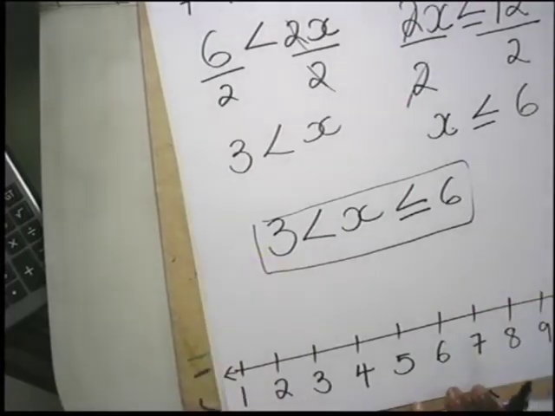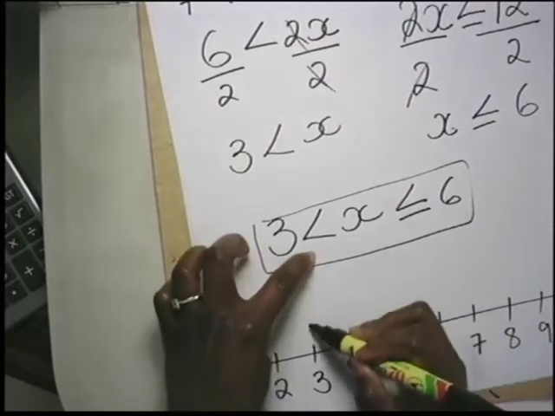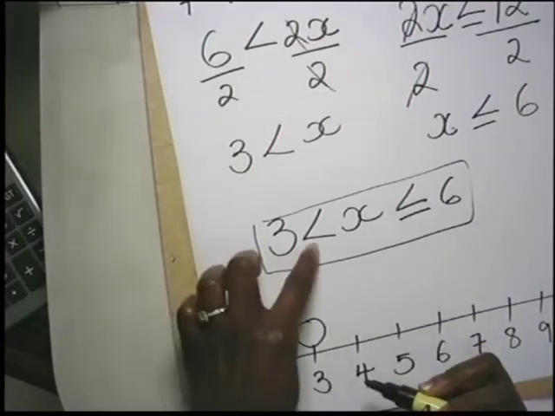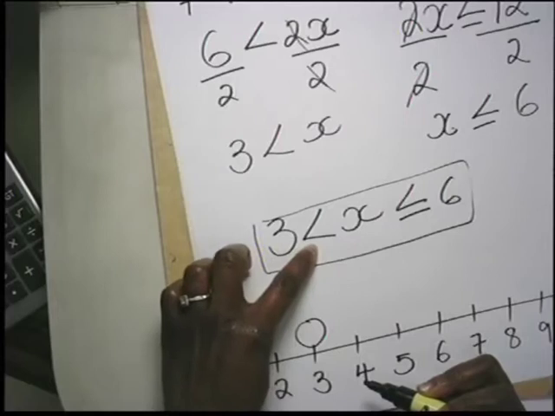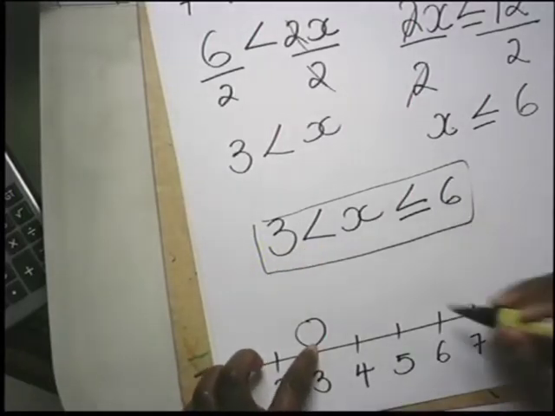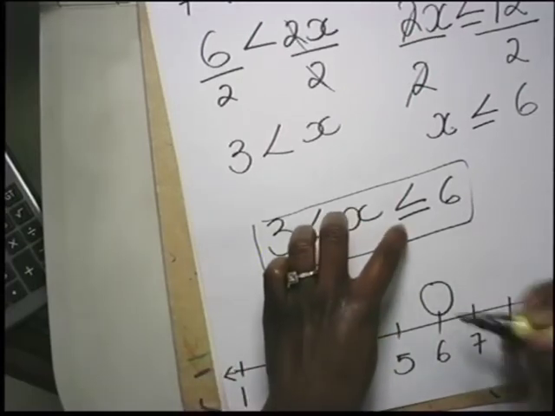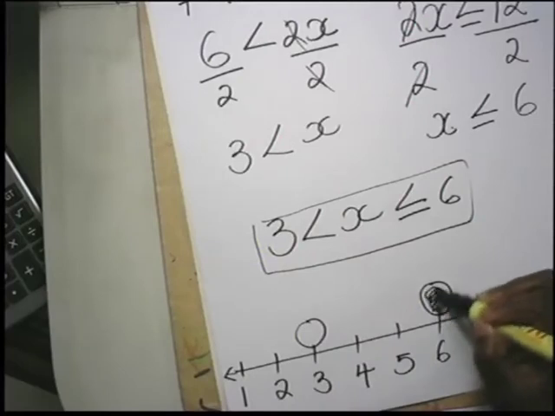So how can we present this thing on the number line? There's a 3 here. We have to put a circle at 3. The inequality here is less than, so then we have to use an open circle. And we have to put our circle at 6. And then according to this inequality, this circle is going to be a shaded circle.